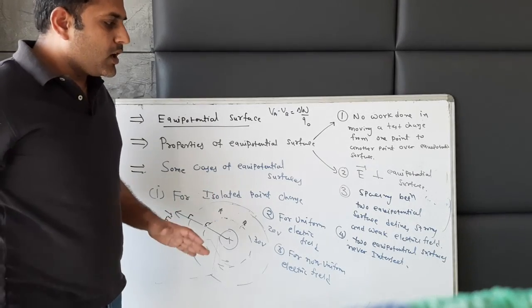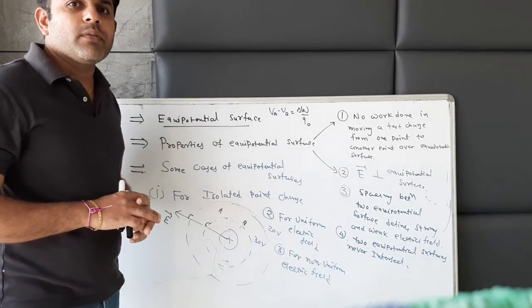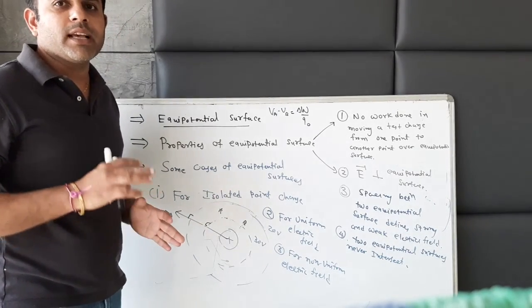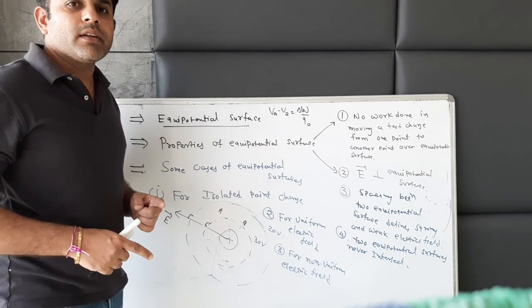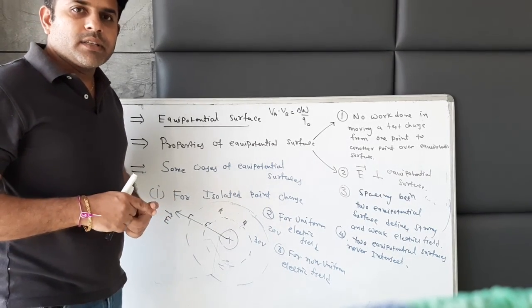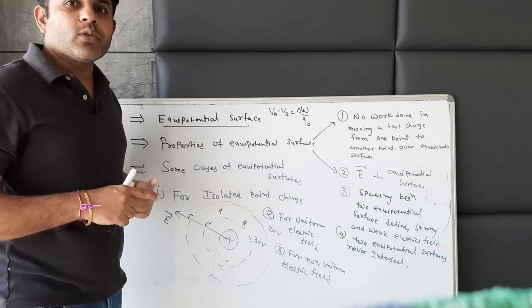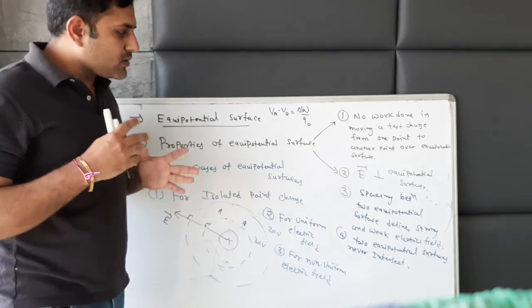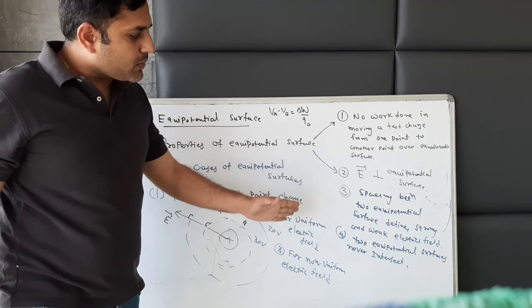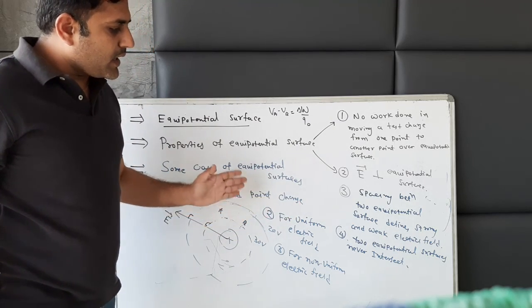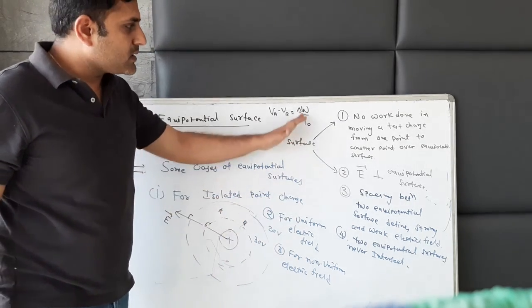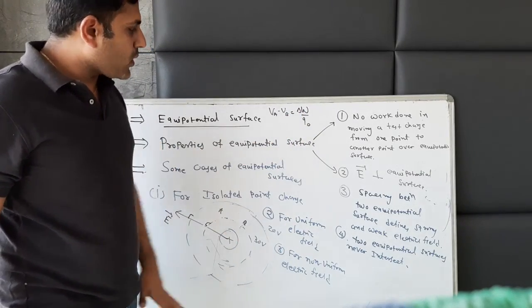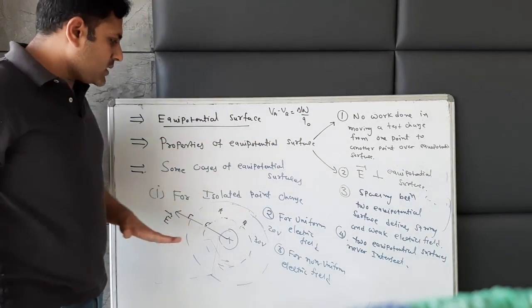And the last one: two equipotential surfaces never intersect each other, just as electric field lines never intersect each other. Otherwise they would make two tangents at one point, giving two directions. So it is not possible for two equipotential surfaces to intersect each other. That is the fourth property. These are the properties of equipotential surface.